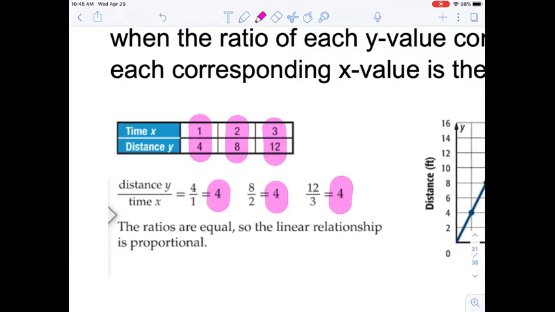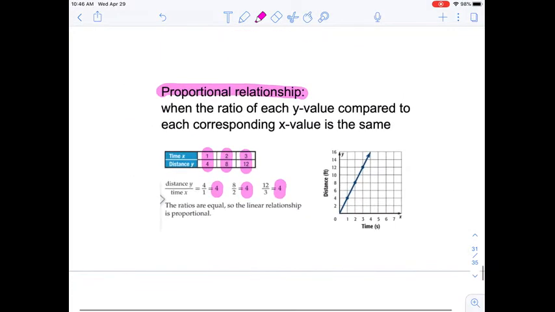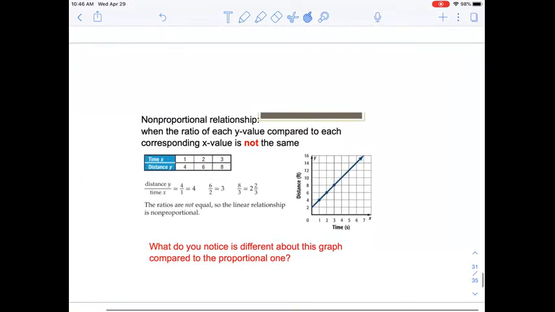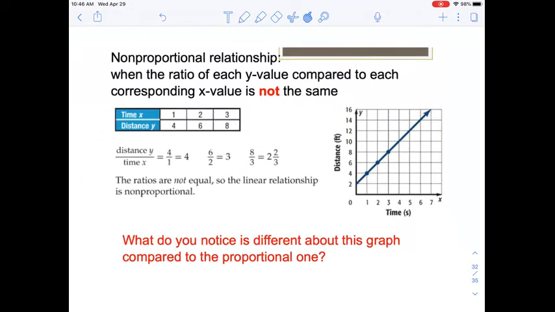So when you take y over x for each of the points and they're all the same, then it is proportional. It's not proportional when you take y over x and they're different. So 4 over 1, we have 4. 6 over 2, we have 3. Well, 4 and 3 are not the same, so they're not proportional.